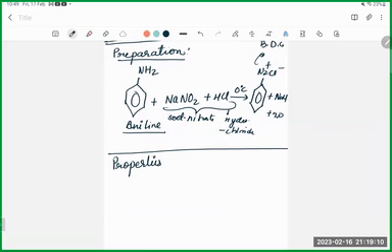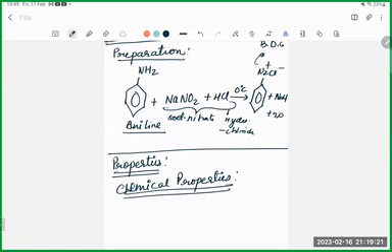Let's do the properties. So properties mean you have chemical properties. Chemical properties will be very simple for you. Just pay attention over here. It depends on two ways. The first, I would say, the reactions in which nitrogen goes out.